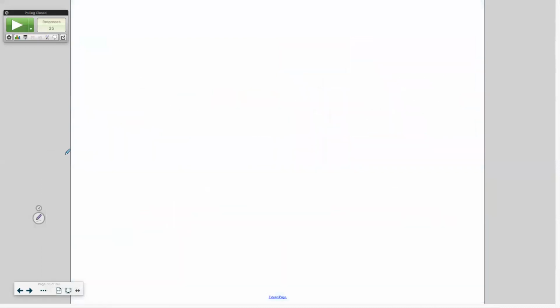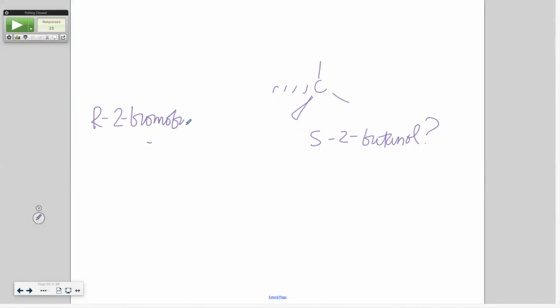All right, so my question for you is, how can you get only the S from the R-2-bromobutane? How can you do this and get the S? We'll talk about that next time. This is how you switch your mechanism.